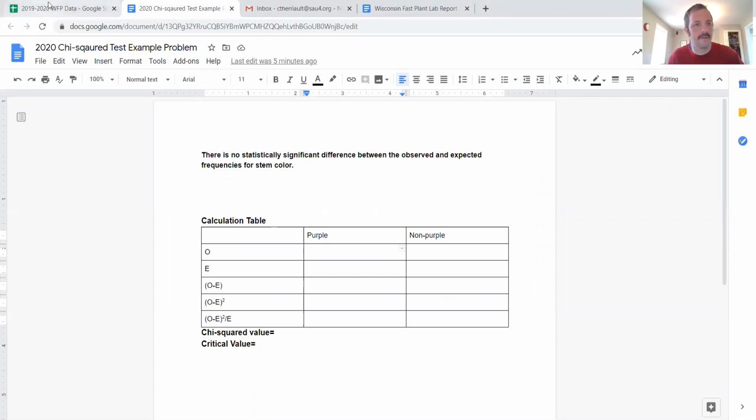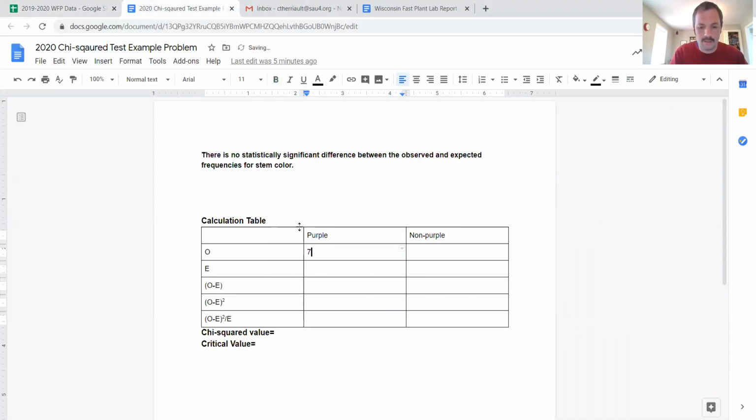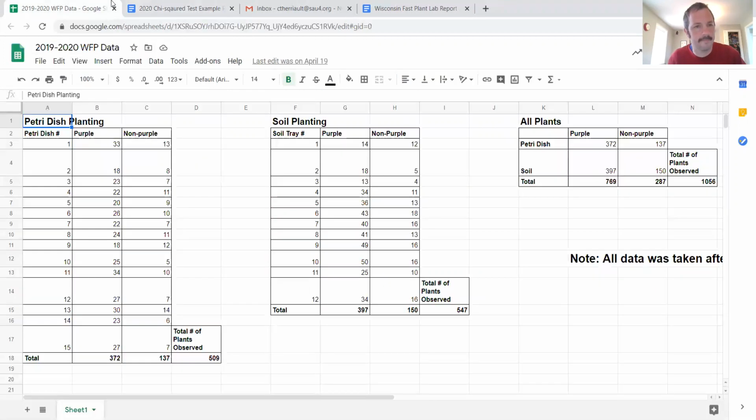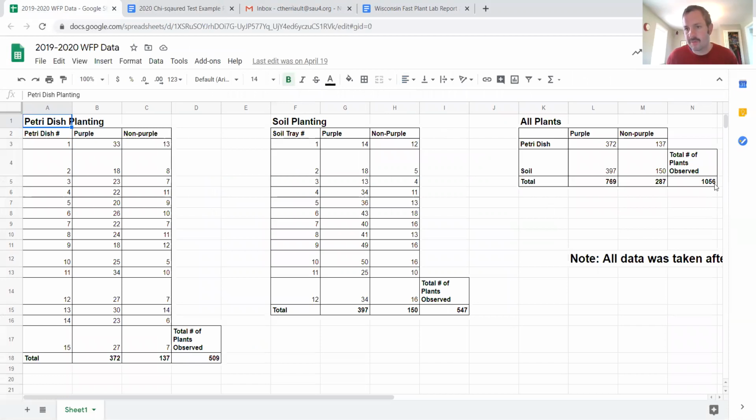So let me grab my observed results first. For purple, I have 769. And for non-purple, I have 287. Now, whenever you're looking at an F2 generation for this dominant recessive inheritance pattern, you expect 75% to show the dominant trait and 25% to show the recessive trait. So I need 75% of this total.